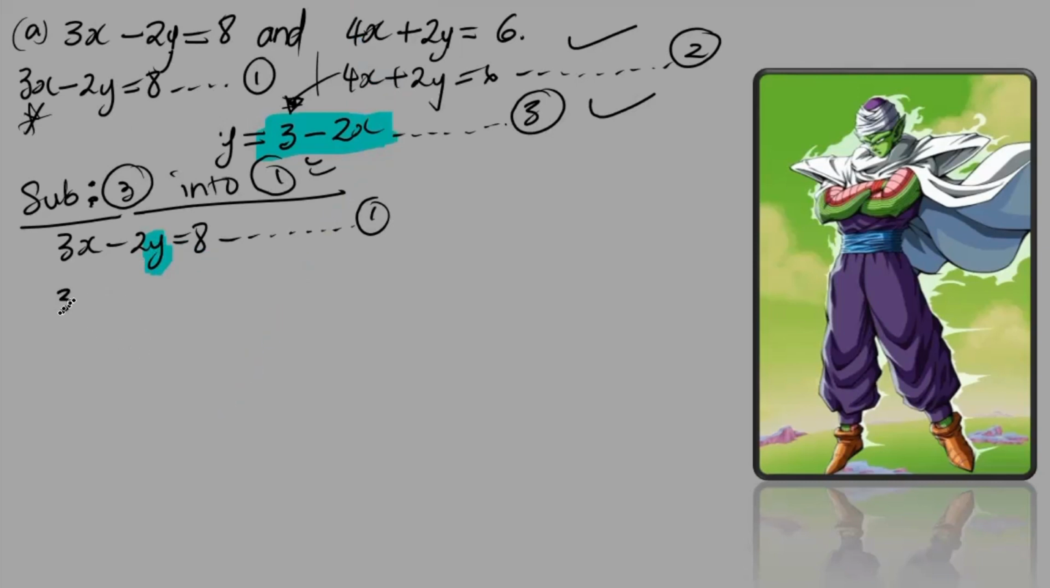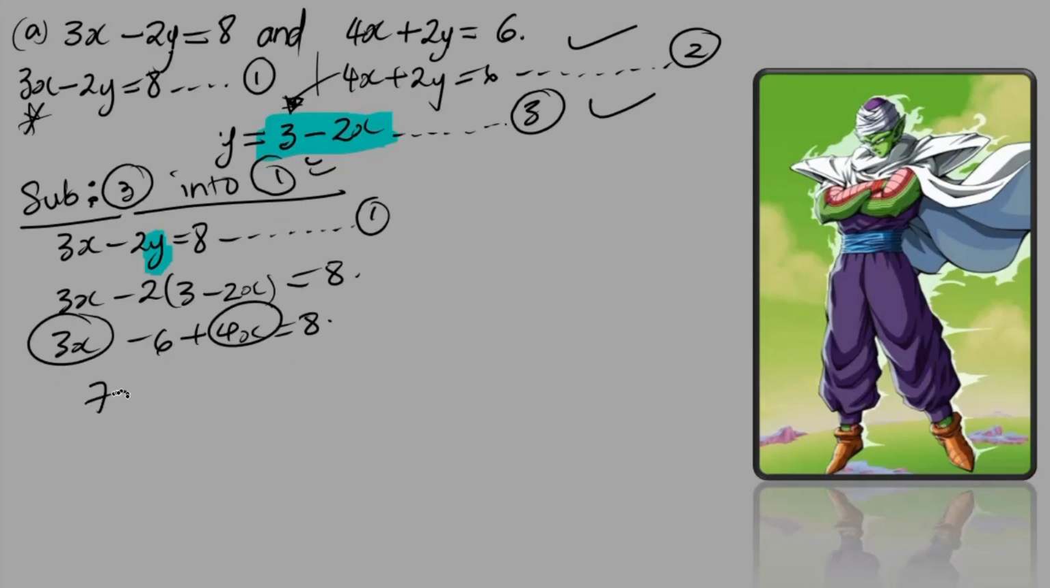So I have 3x now minus 2. Instead of writing y, I'll write 3 minus 2x, as according to equation 3, right? And then from here I continue solving. So I have 3x minus negative 2 times 3, that is negative 6. And then negative 2 times negative 2x, that is positive 4x, and that is equal to 8. Then I keep on solving. They are like terms, so they add up to 7x minus 6 is equal to 8.